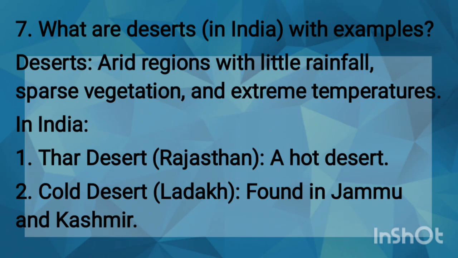What are deserts, with example? Deserts are regions characterized by little rainfall, sparse vegetation and extreme temperature. In India, there are two main desert regions. The Thar Desert, located in Rajasthan, is a hot desert known for its harsh climate. In contrast, the cold desert found in Ladakh, Jammu and Kashmir is a unique example of a cold desert in the country.